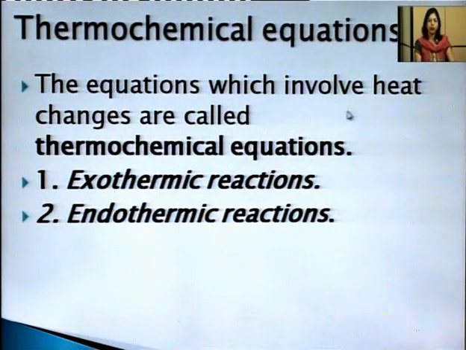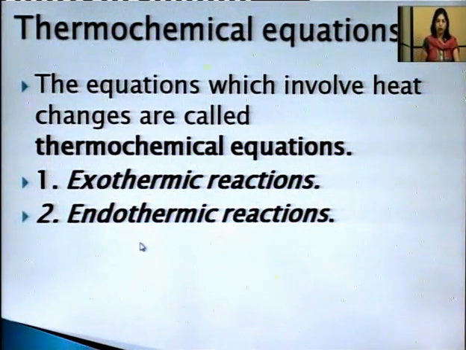The equations which involve heat changes are called thermochemical equations. These are of two types, exothermic and endothermic. The reactions in which heat is evolved are called exothermic reactions, and the reactions in which heat is absorbed are called endothermic reactions. So, this is all about my topic.